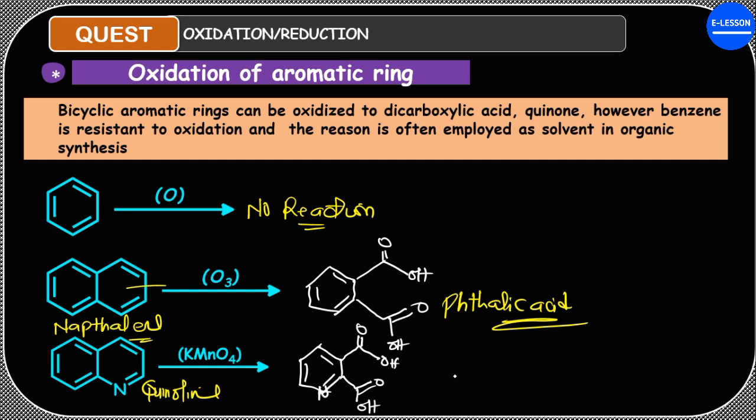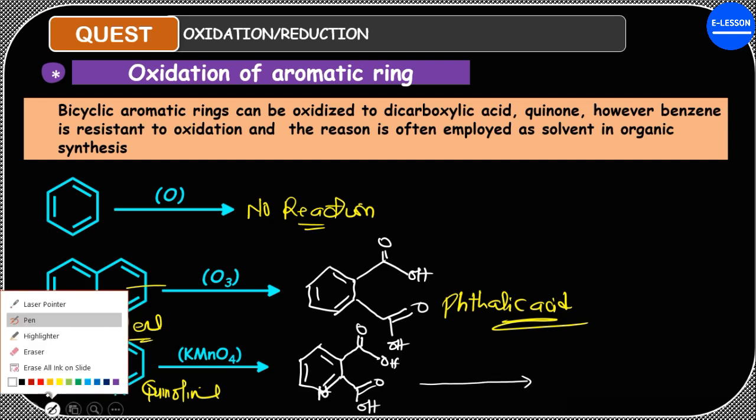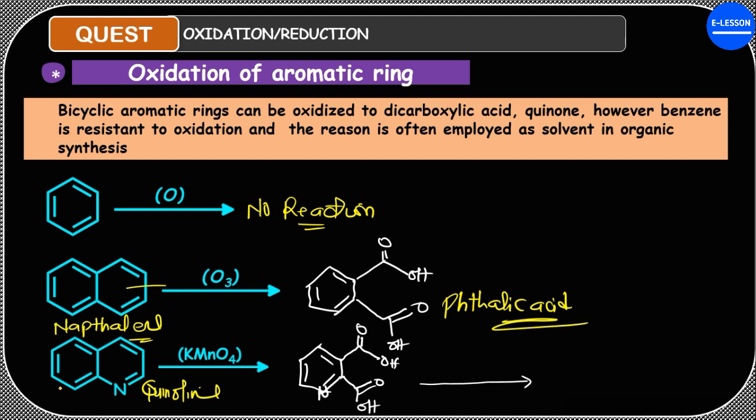Now, this place here can be decarboxylated. When you say decarboxylated, it means you remove what? CO2. Removal of CO2. So if it is decarboxylated, what are you expected to form? It means we remove one carboxylic group from here, right? If you remove one carboxylic group from here, it's going to form this structure.